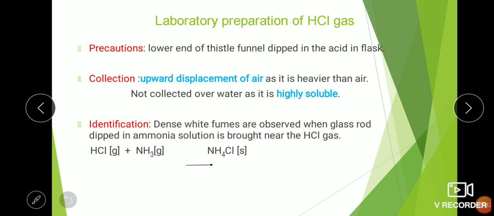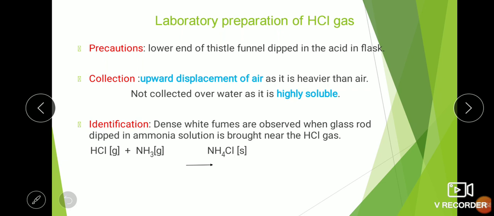Next question they may ask you is, name the method by which HCl is collected. Your answer would be upward displacement of air, as it is heavier than air. The reverse question can also be asked, why is HCl collected by upward displacement of air?